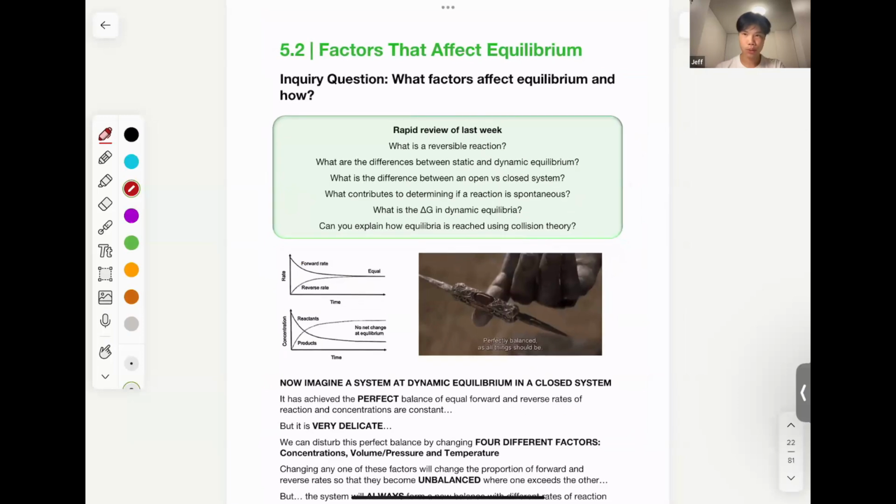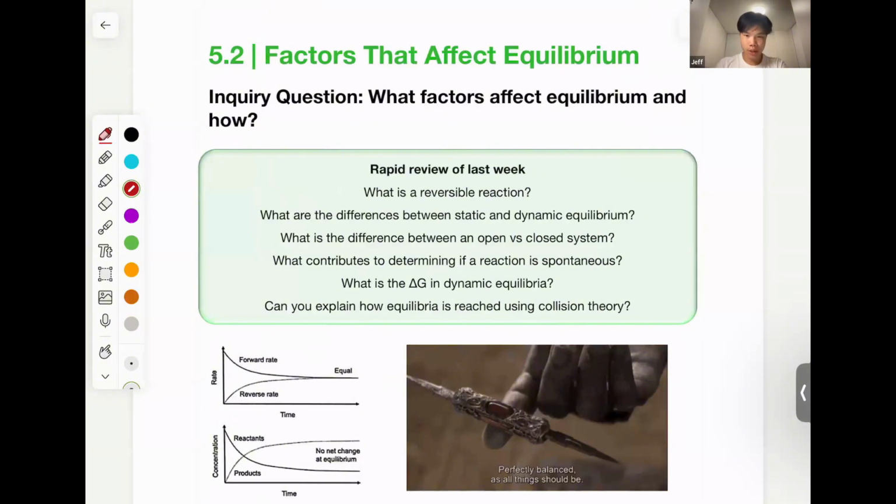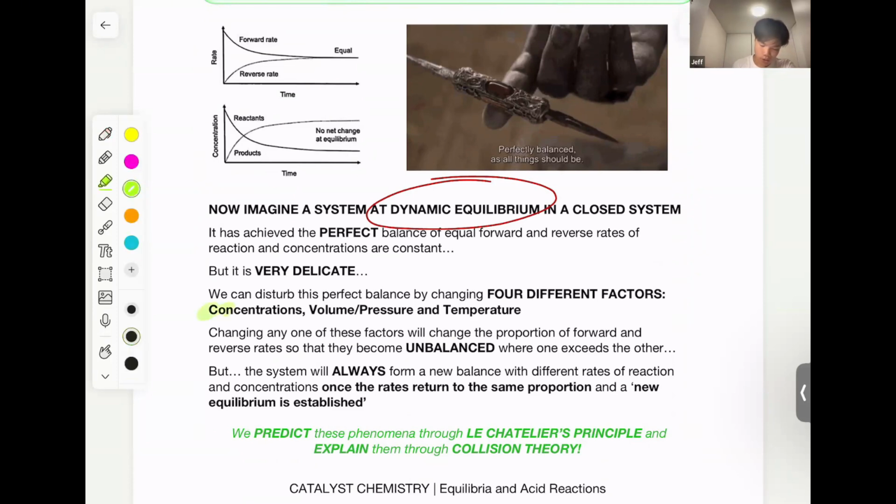We'll go through the second inquiry question as well, and we'll have a break after this one. So factors that affect equilibrium. Inquiry question is, what factors affect equilibrium and how? We now know that equilibrium is a careful balance, almost, of forward and reverse rates and a certain concentration of reactant and product. You can change this when you change any of concentration, volume, pressure, or temperature. And you can predict those changes through Le Chatelier's principle or explain them through collision theory.